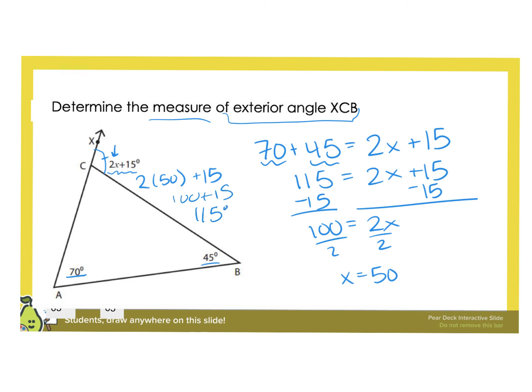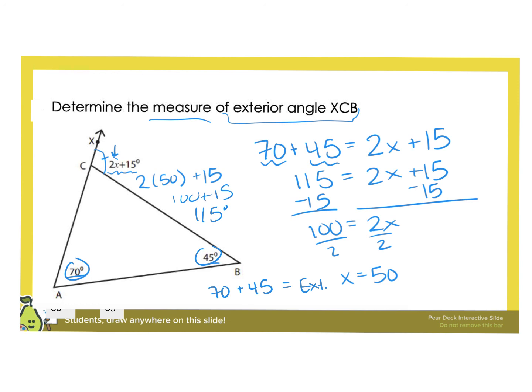I hope you are thinking right now, like, why did she do all that? I didn't have to do that at all. Hopefully, you just added these two numbers together, and we're done. Because 70 plus 45 is going to give you your exterior angle, right?